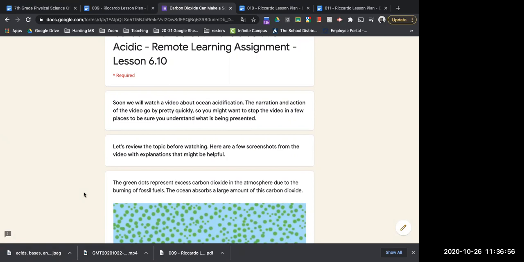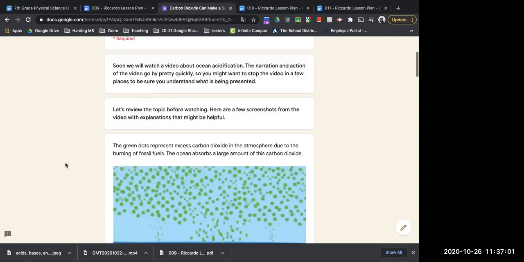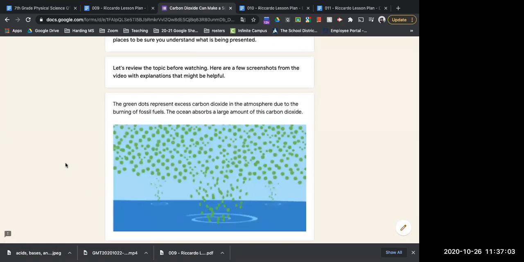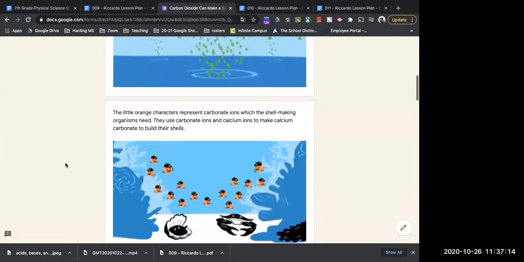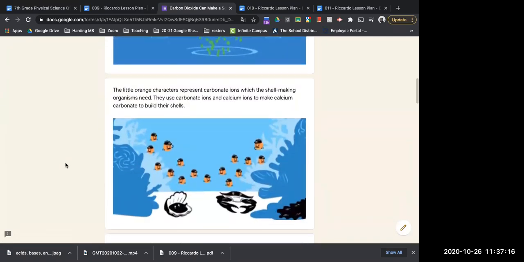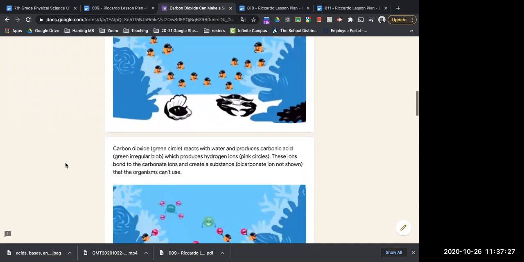Let's review the topic before watching. There are a few screenshots from the video with explanations that might be helpful. The green dots represent excess carbon dioxide in the atmosphere due to the burning of fossil fuels. The ocean absorbs a large amount of this carbon dioxide. The little orange characters represent carbonate ions, which the shell-making organisms need. They use carbonate ions and calcium ions to make calcium carbonate to build their shells.